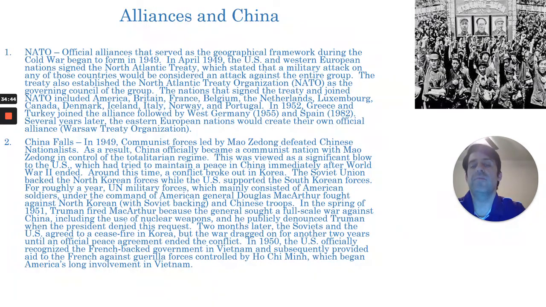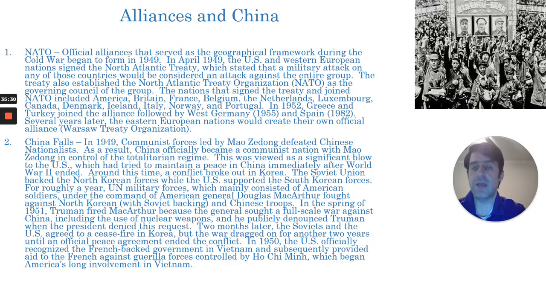Anyway, one sort of footnote to add and keep in mind: in 1950, while the U.S. is engaged in the Korean War, the U.S. also decides to officially recognize a French-backed government in Vietnam, or what is sort of the French colony of Indochina, where there was a grassroots group of guerrilla forces being led by a man named Ho Chi Minh, and Ho Chi Minh and the guerrilla forces were trying to take over Vietnam and turn it into a totalitarian government.